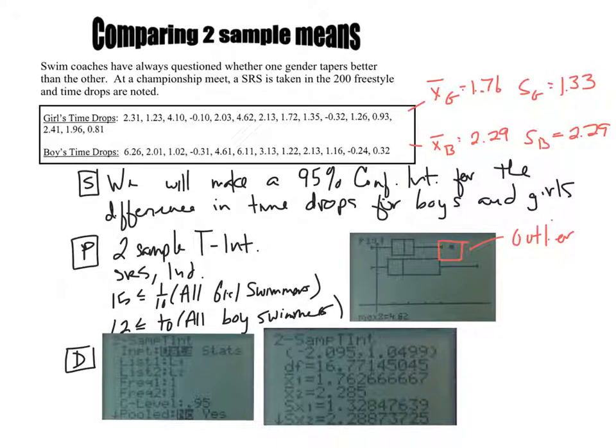So you'll go into that same old menu. You'll look for 2-sample T interval. I'm just having the data that was in list 1 and list 2. Leave the frequencies, and the confidence level was 90. You're going to have the pool.